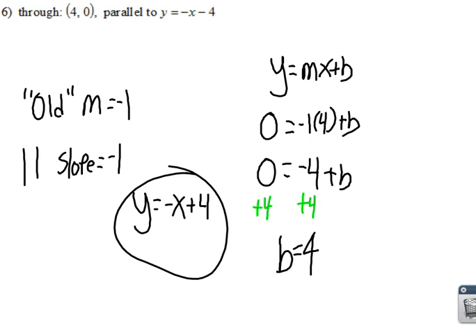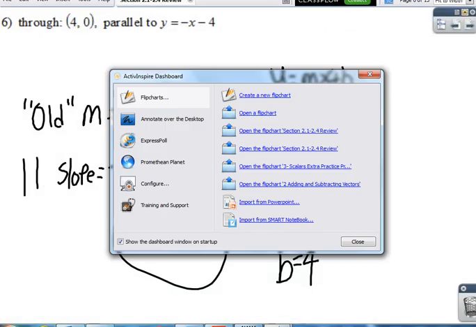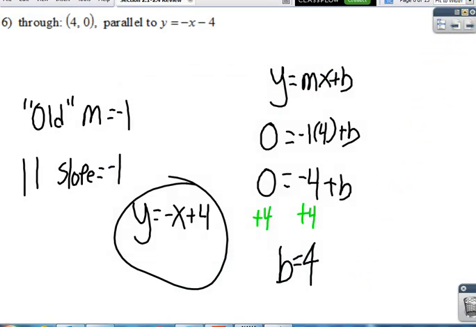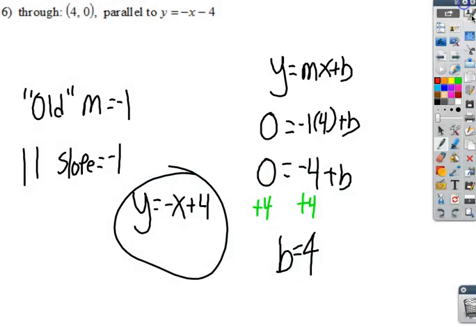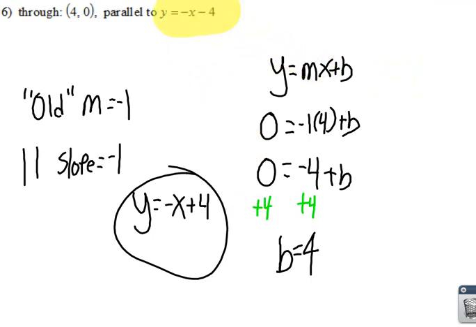That's the slope that comes from the line in question. The line in question, in case you are wondering, my apologies, is the line that they gave me in the problem, namely this line right here. So my old slope is -1. That's the coefficient of x. My new slope is going to be -1 also, because parallel lines have the same slope.